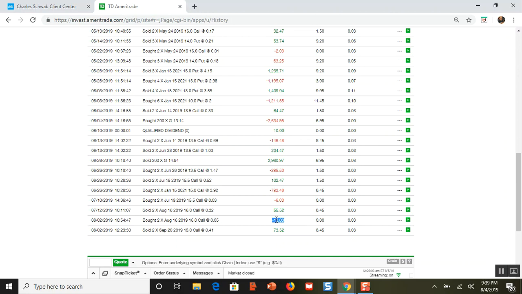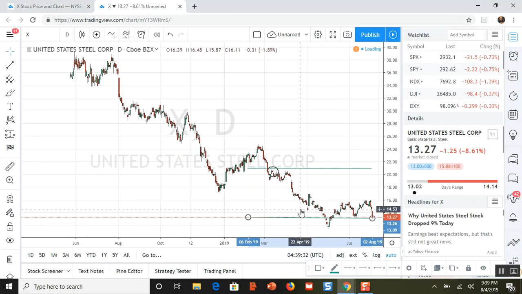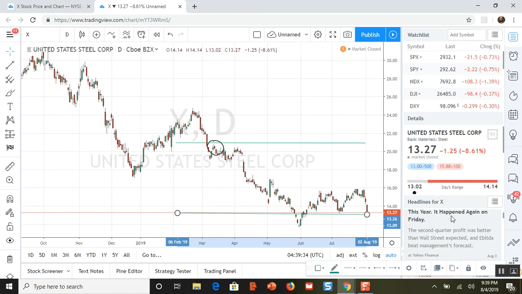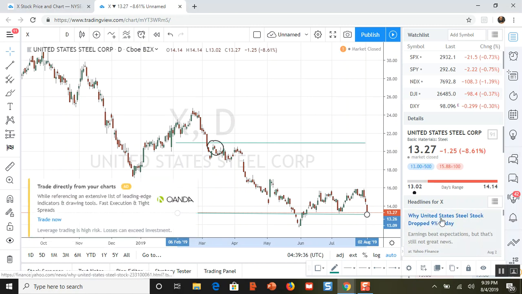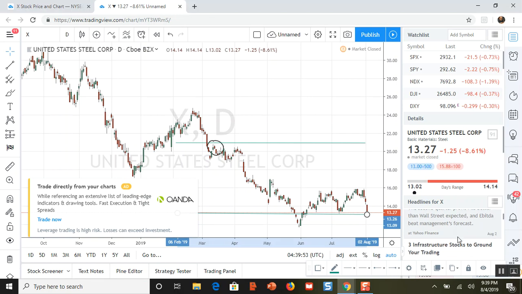Okay, now steel came with an earnings, and I read some articles on steel, and this is TradingView right here. TradingView.com will show news, and I've read these articles: why United States Steel stock dropped 9% today, and here, steel has been slammed this year. It happened again on Friday. That's just a couple days ago.